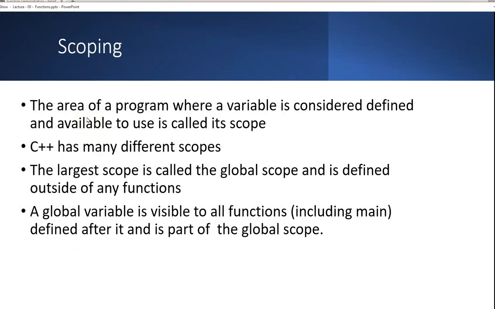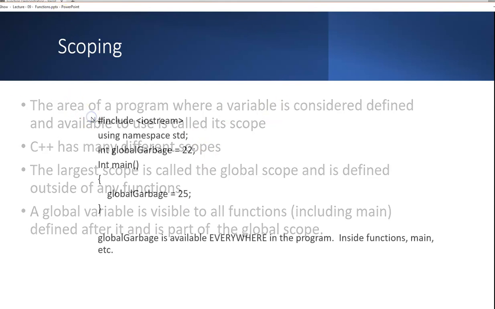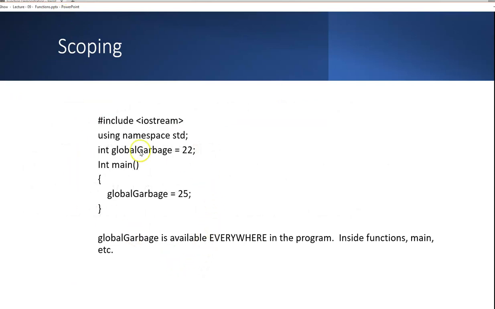So, scoping is a concept that comes into play. The area of a program where a variable is considered defined is called its scope. C++ has many different scopes. The largest scope is called the global scope and is defined outside of any function and across the entire program. A global variable is visible to all functions, including main, defined after it, and is part of the global scope. So, here we define a global variable, global garbage, and we assign it in main. It's available everywhere inside the program, inside functions, main, etc.